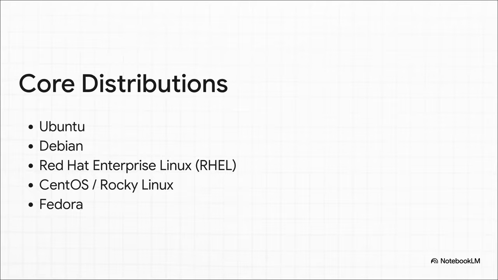So when we talk about core distros, we're talking about the heavy hitters. You've got Ubuntu, which is probably the most famous for being user-friendly on desktops and servers. It's actually built on Debian, which is legendary for being rock solid and stable. Then in the corporate world, you've got Red Hat Enterprise Linux, or RHEL, and its free-to-use cousin, Rocky Linux. And you can't forget Fedora, which is kind of the cool, cutting-edge playground where a lot of new features get tested out before they make their way into Red Hat.